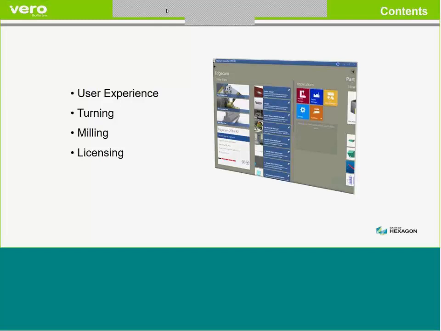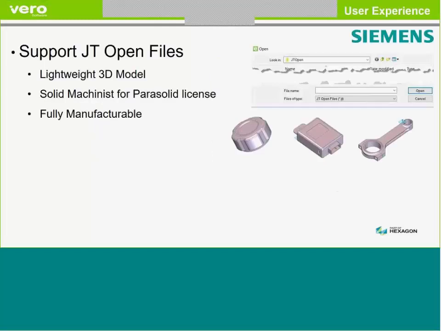This is almost like the new X_T Parasolid file. So certainly as a CAM system, we need to support our customers in respect to this type of file. Okay, moving forward, so that's our JT Open file, the first part on our list.